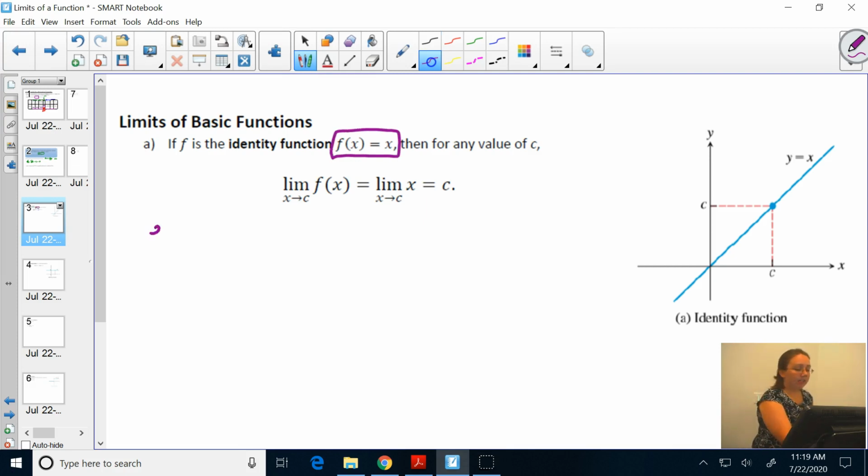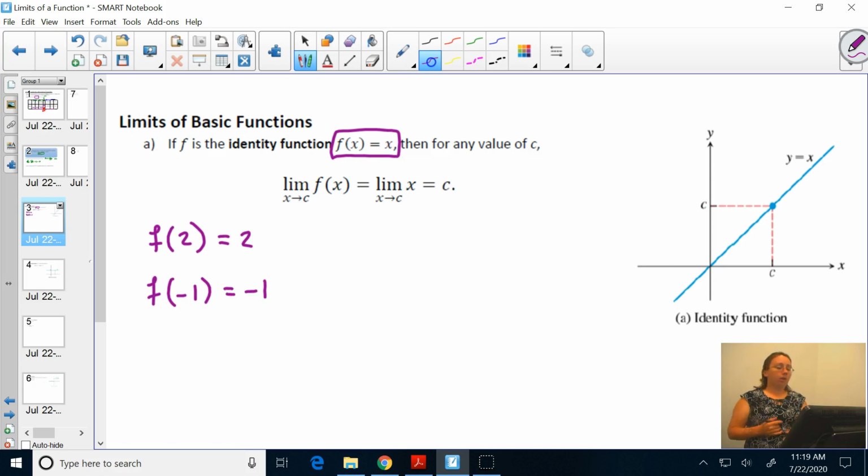Meaning, if I ask you what is f of 2, the answer is 2. If I ask you what's the function value of -1, the answer is -1. The identity function is whatever you plug in is what you get out. So, what is the limit of an identity function if you're approaching a particular value c? Let's pick one. Let's actually do the limit as x approaches 5 of x.